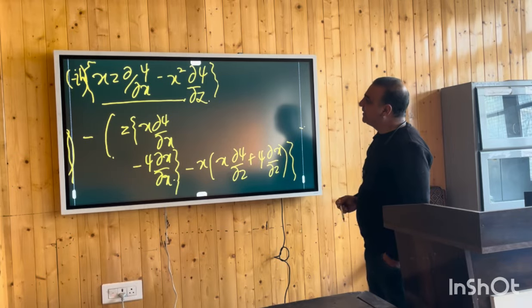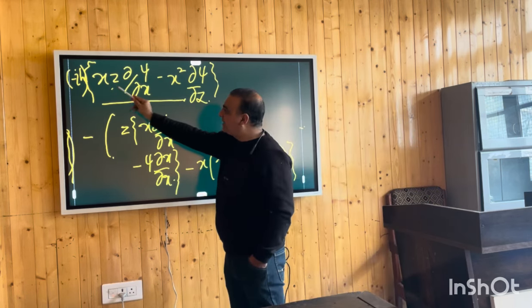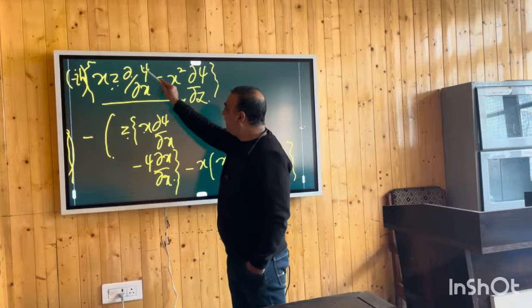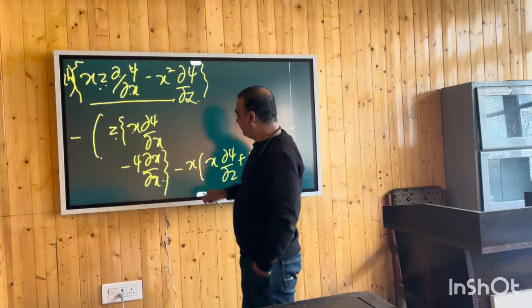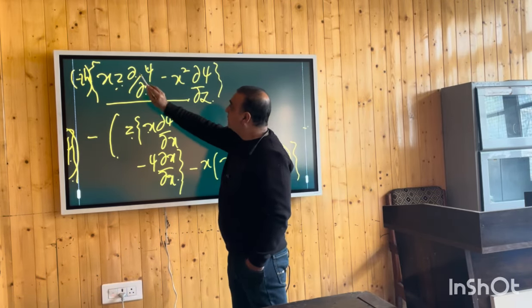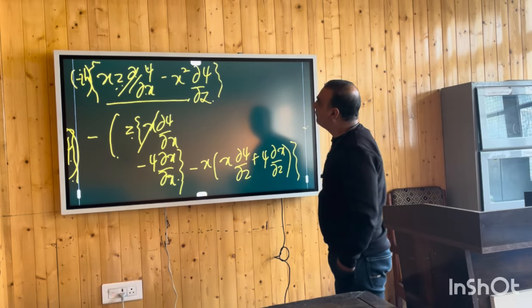Now I would like to see the cancellations over here, and you can see the first cancellation. This is xz, this is minus xz, this is ∂ψ/∂x, this is ∂ψ/∂x. These two terms will cancel. So they will cancel. Okay, fine.